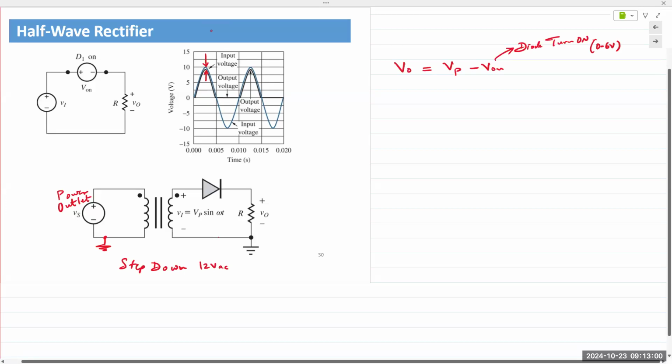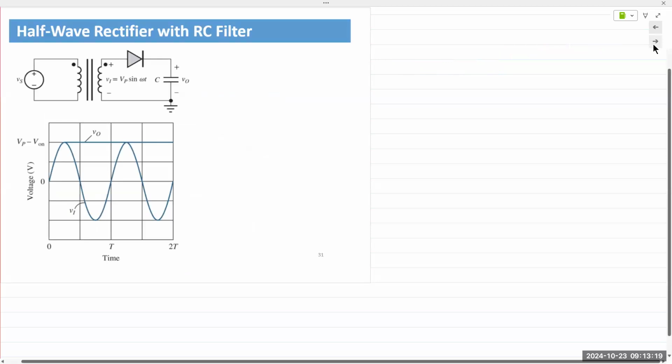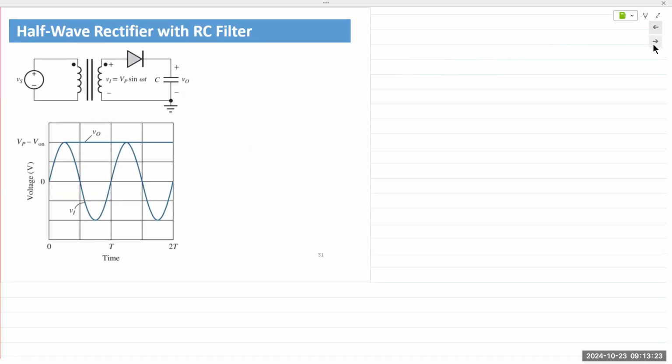Which of course V on will change depending on which diode you're using. Right? Germanium diodes are about 0.2 to 0.3 volts. Silicon diodes are 0.6 to 0.7 volts. If you use LEDs, it'd be more than 1 volt, 1.2, 1.3 volts. So that is one thing. Next, we talk about the filter capacitor.